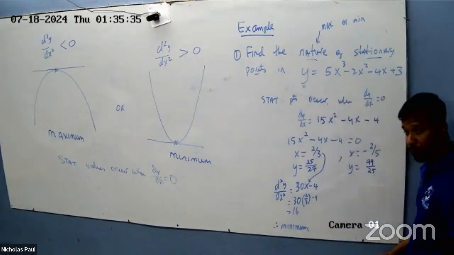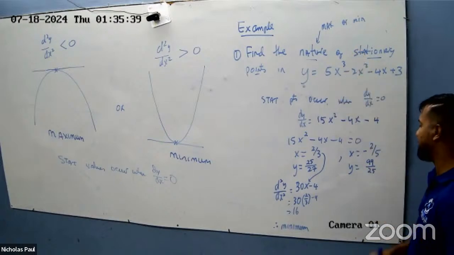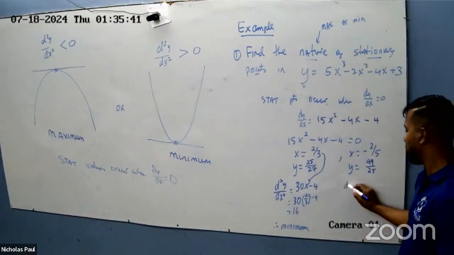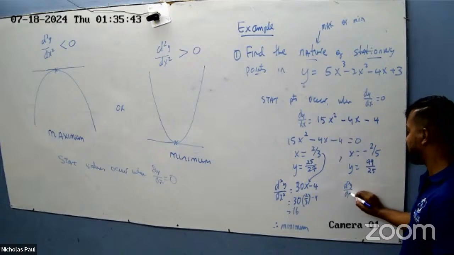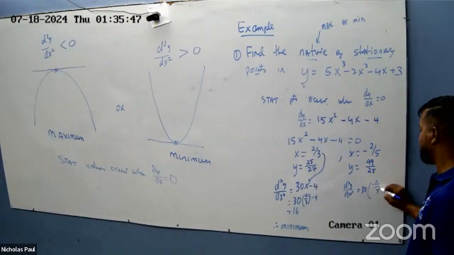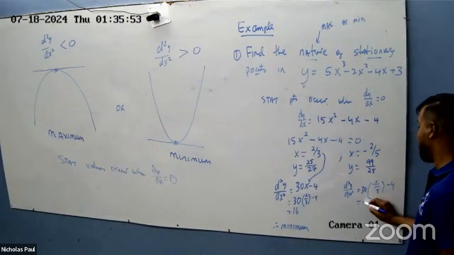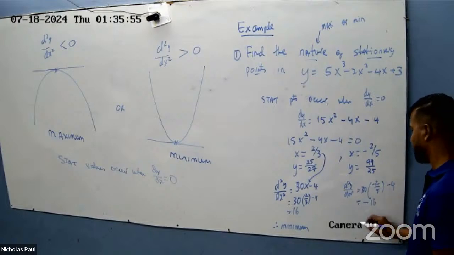You can't have 2 minimums already, right? So if it's less than 0, it is a maximum. So you have d2y/dx squared, 30 times minus 2/3 minus 4. That's minus 20 minus 4, which is minus 24. Therefore, maximum.